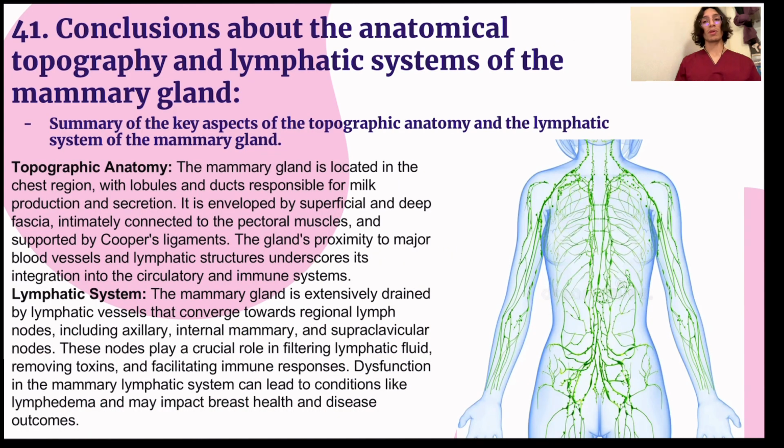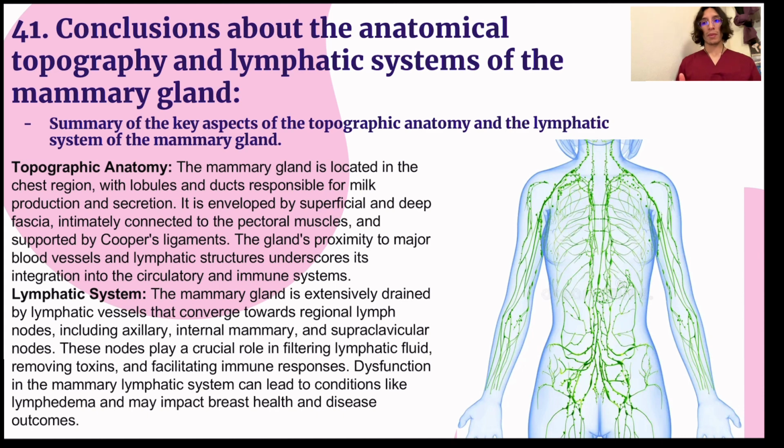Conclusions about the anatomical topography and lymphatic system of the mammary gland. Topographic anatomy. The mammary gland is located in the chest region with lobules and ducts responsible for milk production and secretion. It is enveloped by superficial and deep fascia, intimately connected to the pectoral muscles and supported by Cooper's ligaments. The gland's proximity to major blood vessels and lymphatic structures underscores its integration into the circulatory and immune system.